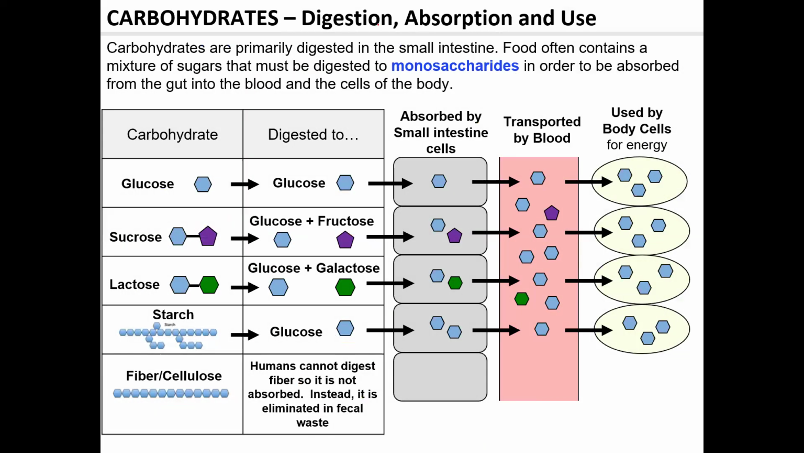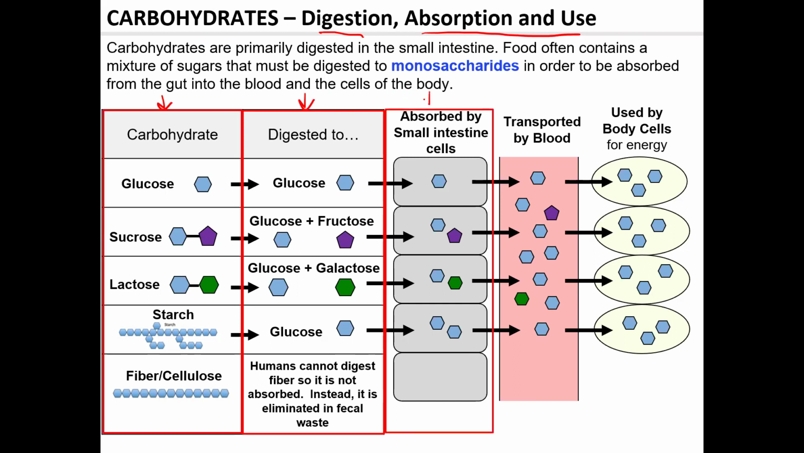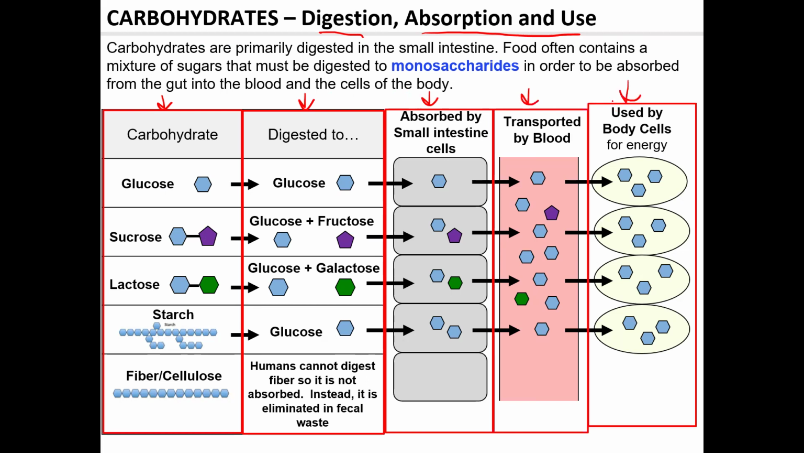So let's go ahead now and take a look at our digestion, absorption, and use. How are we actually taking in some of this energy, and what are we doing with it? Looking at this chart, you can see we have our carbohydrates right here. You can see the way it's being broken down, how it's going to be absorbed in our small intestines, the transportation method, and then eventually the end product.